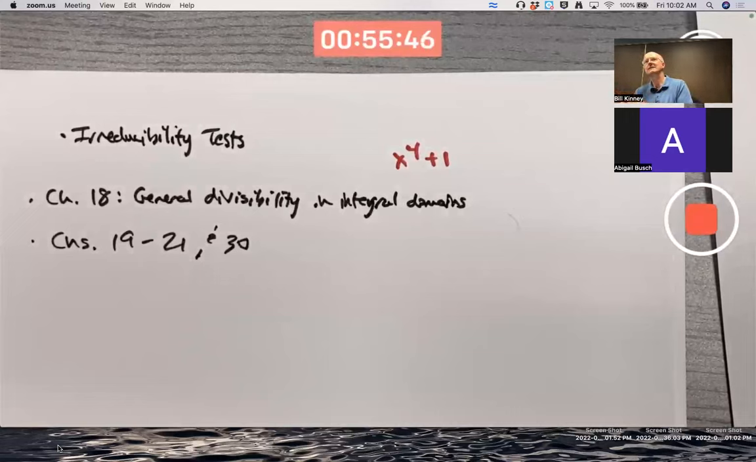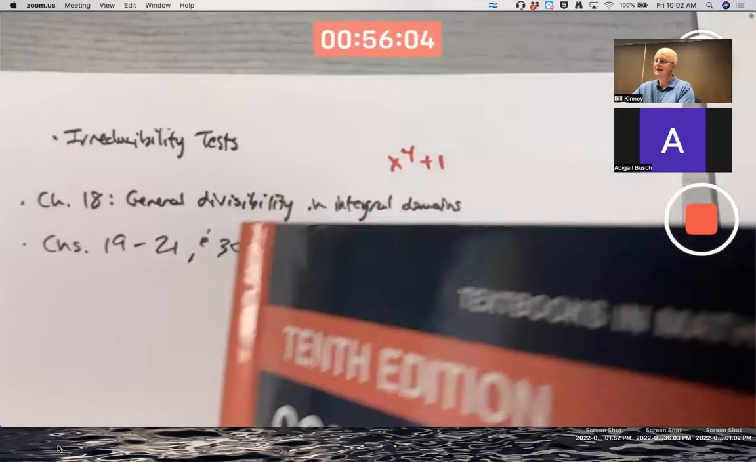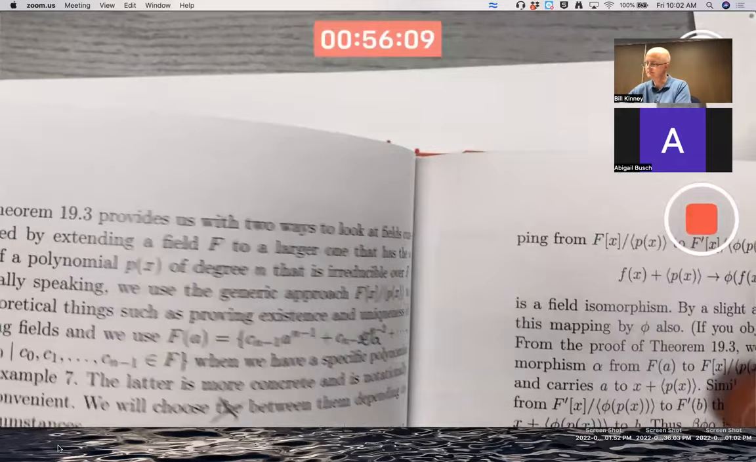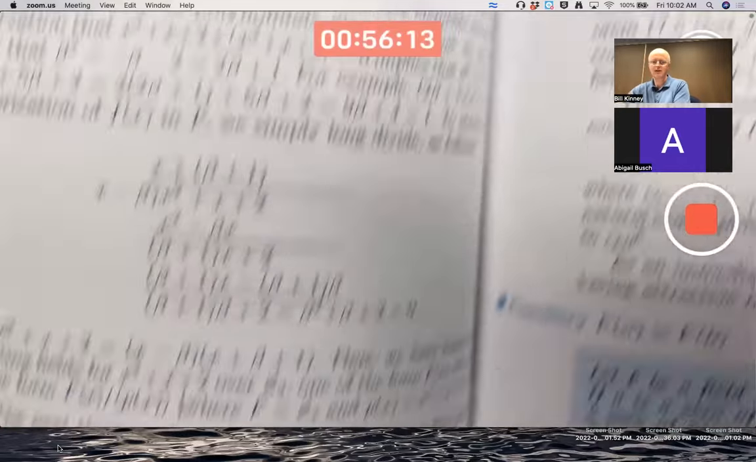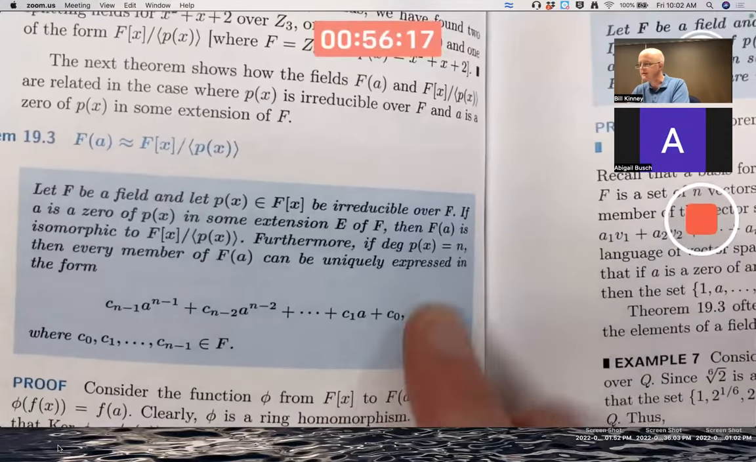Field extensions, splitting fields, theorems about simple extensions, our theorem being 19.3. That one probably being our favorite one, especially the second part of it.